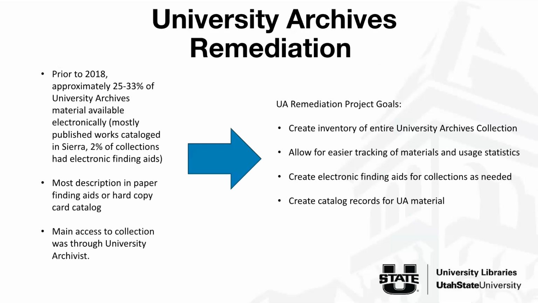Prior to 2018, most of Utah State University's material was not online. About 2% actually had an electronic finding aid. Most of them were physical, so either in the collection itself or in card catalogs. Most description was accessed through the University Archivist, and that's not me.